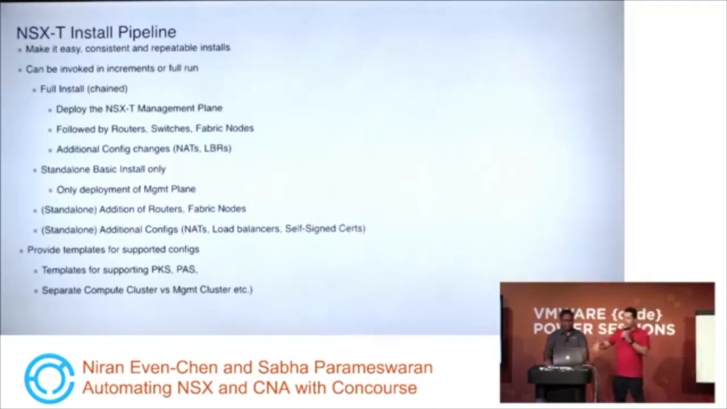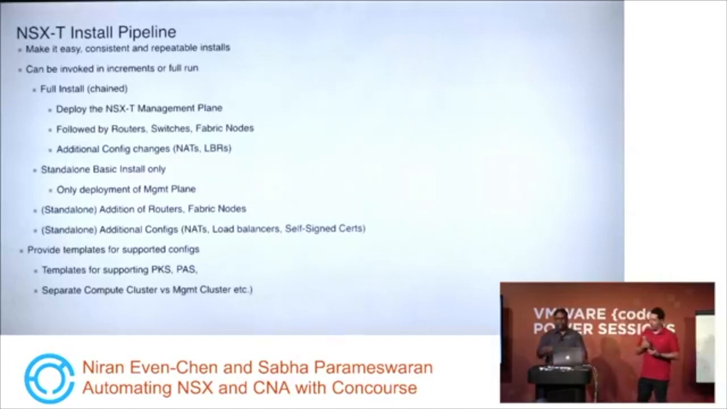Last thing, we're also adding sample parameter files for supporting PKS, PAS, or both. So if you deploy PKS, you're going to have the sample parameter file with the tier 1 router that's required, the pools that are required, and the NAT rules that are required in it.